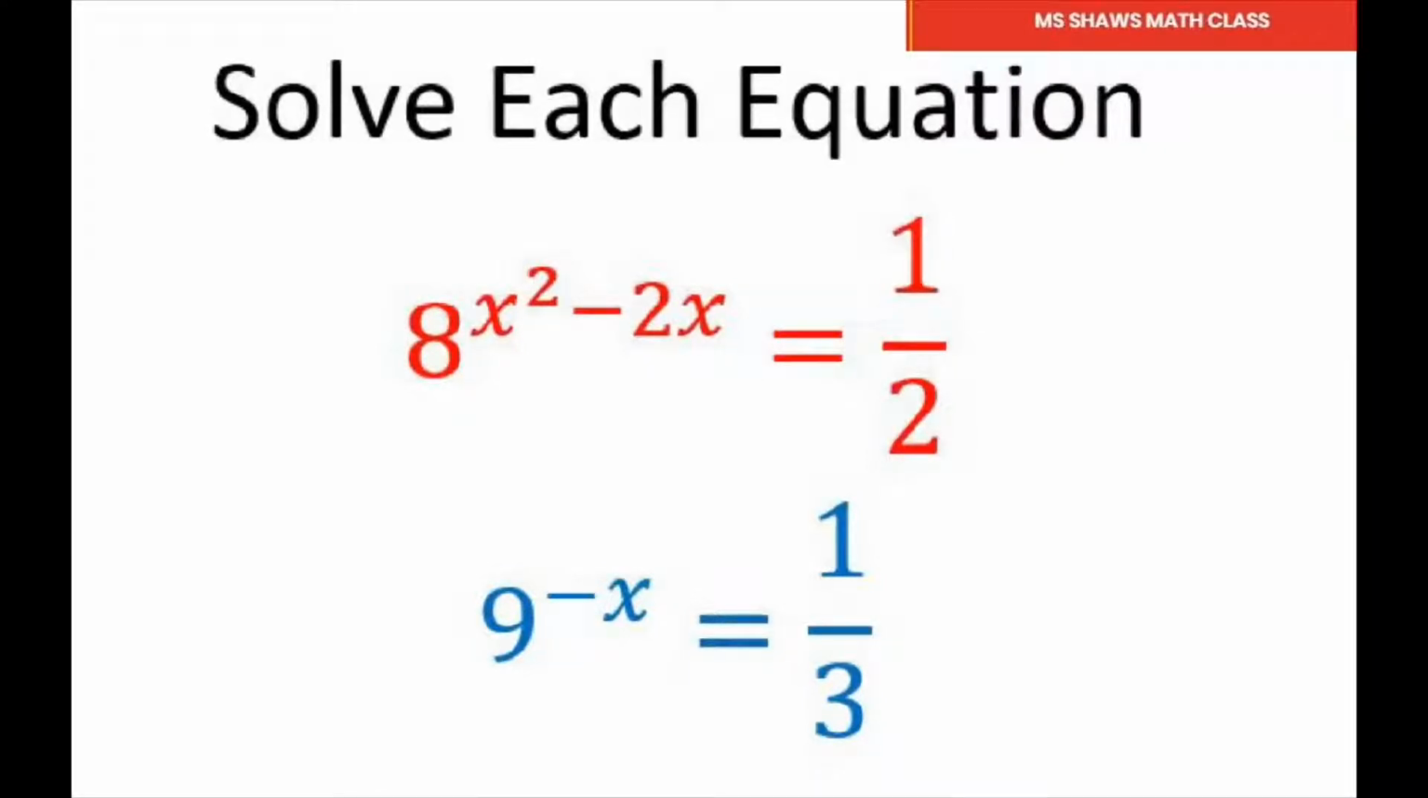Hi everyone, we're going to solve each equation and we have two problems here. To give you a warning, this one right here, we're going to have to use the quadratic formula. So this one here is not that difficult.